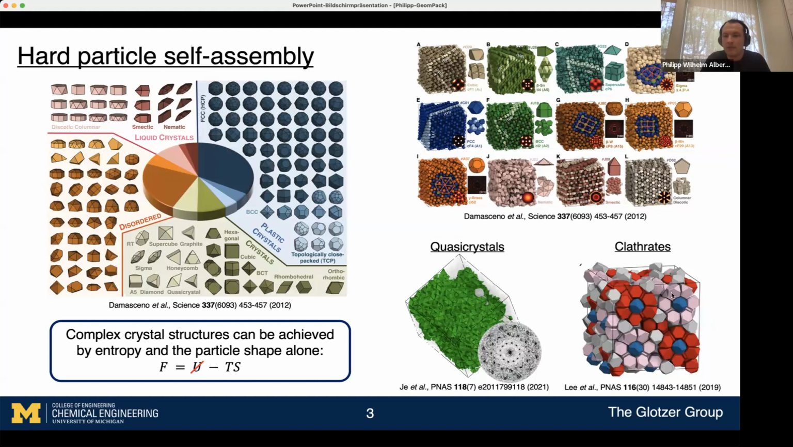And here I, for example, have shown the clathrate, which is a system which has hundreds of particles in its unit cell. And again, this is just via entropy maximization and via the shape of the particle, that based on that they want to self-assemble into this crystal. And a shape family which really nicely shows this whole range of complexity is maybe even the simplest family of shapes, and these are the Platonic solids.